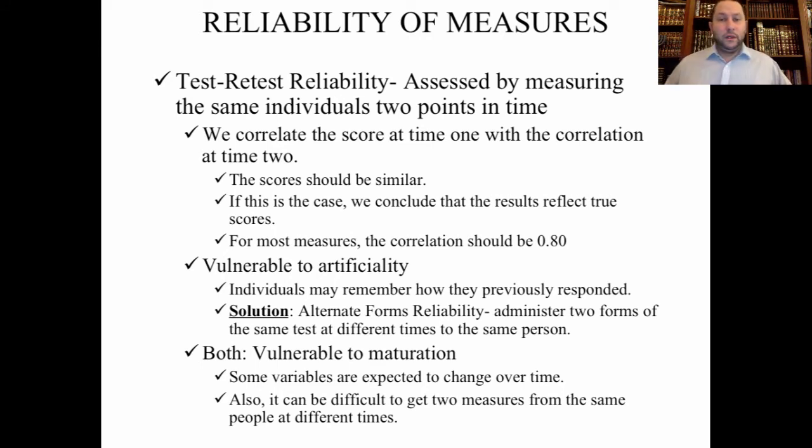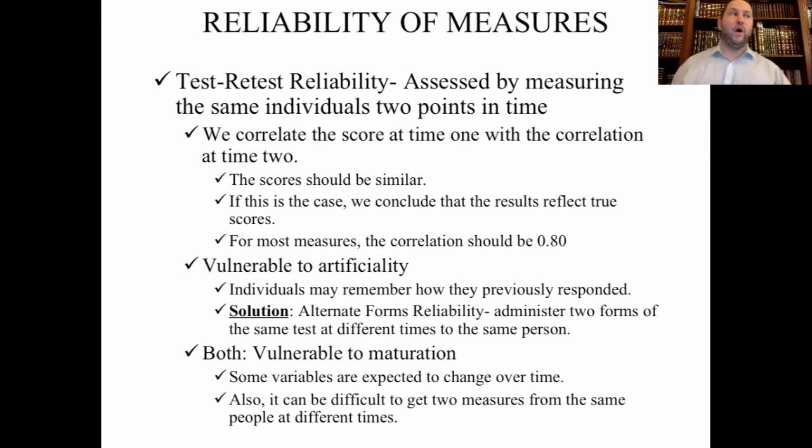Now, if a measure is reliable, the score should be consistent. Remember how I said, depending on what measure you're doing, it should be 0.7 or 0.8. In this case, 0.8 is what you're looking for when you do test-retest reliability. But what's the problem with giving the same test to the same people 2 or more points in time? There are two problems. One is that people may remember the questions. And if they remember the questions, they might give the same answer. And maybe it's the same wrong answer, right? So all of a sudden you have reliability, but not because the test is reliable. It's just that they remember it.